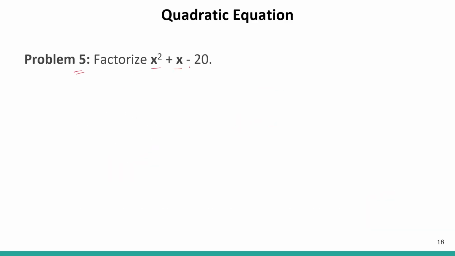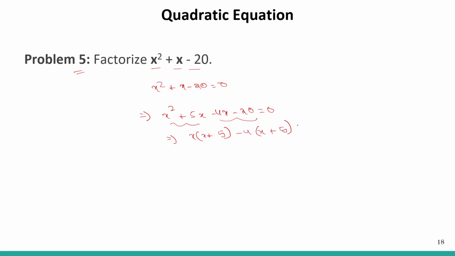So let's see problem number 5. So factorize x square plus x minus 20. Okay, so x square plus x minus 20 is equal to 0. So this implies that we can write this as x square plus 5x minus 4x minus 20 is equal to 0. So let's take common x from these two terms. So it will be x plus 5, right? Then let's take common minus 4 from here. So minus 4 into x plus 5, right, is equal to 0, because minus 4 into 5 is equal to minus 20.